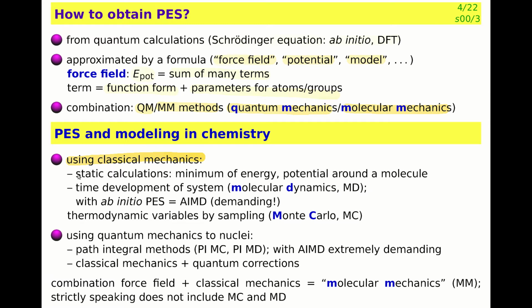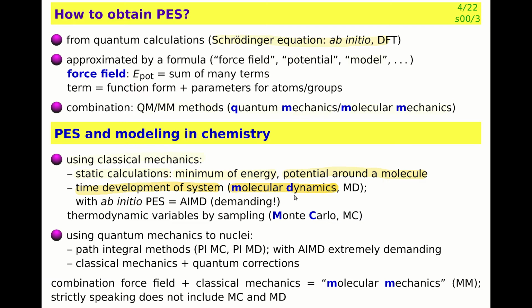Then we can use static calculations, for example, to calculate the minimum of energy. It may be useful, such a minimum of energy. This process of obtaining the minimum is sometimes called optimization of a molecule, especially with respect to quantum mechanics. We can also calculate a potential around a molecule, for example, the electric field and so on. But it is more interesting to use this potential energy surface to calculate time development of a system. This is called molecular dynamics.